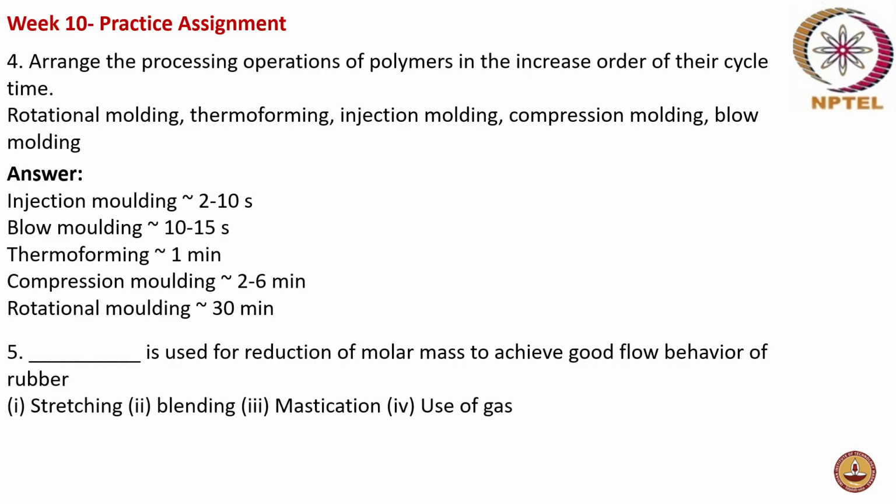Okay, next question. Dash is used for reduction of molar mass to achieve good flow behavior of rubber. So, is it stretching, blending, mastication, or use of gas? Which of these is used for reduction of molar mass to achieve good flow behavior of rubber? The answer is mastication. Mastication is used for reduction of molar mass to achieve good flow behavior of rubber.